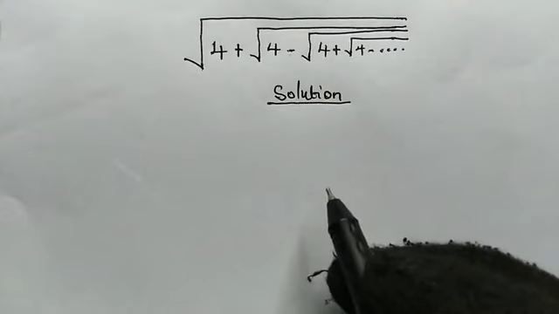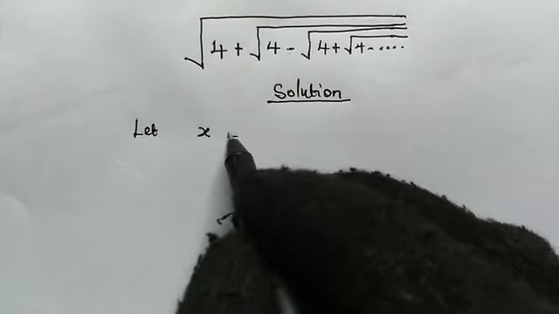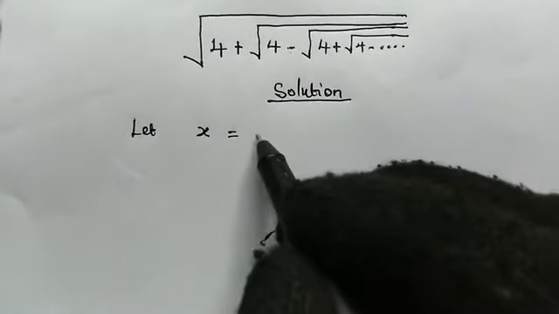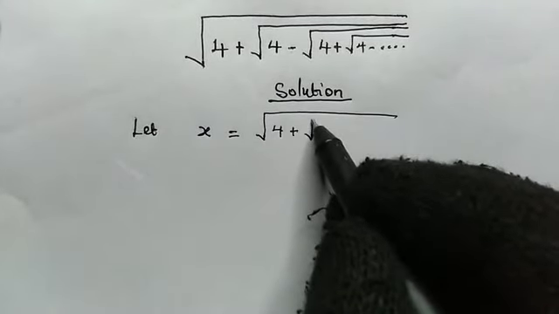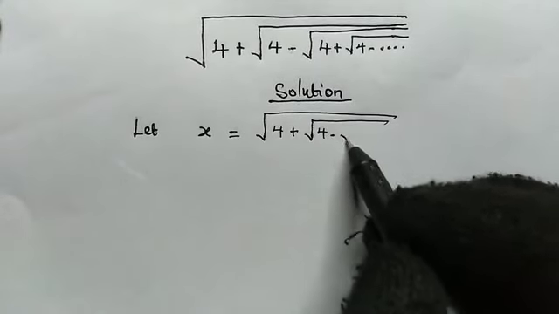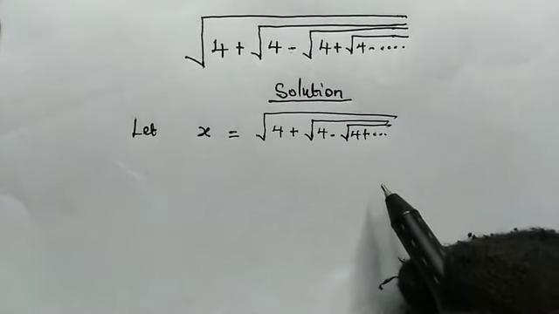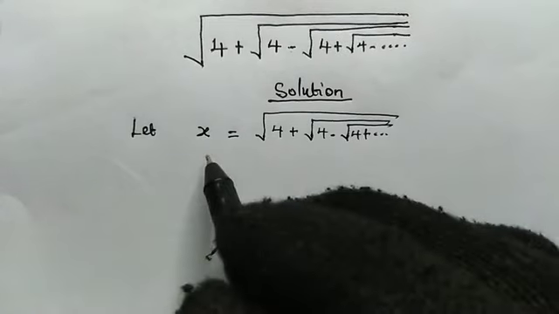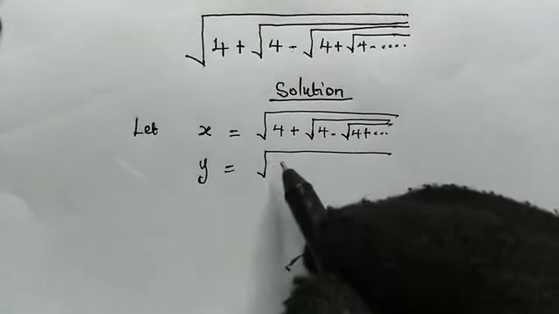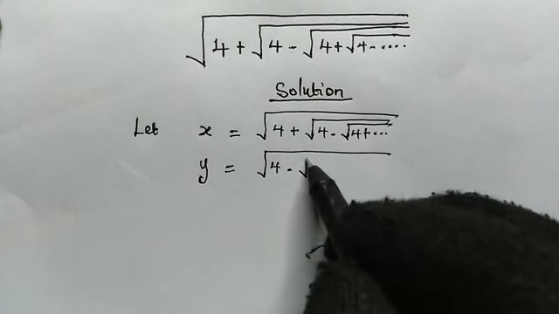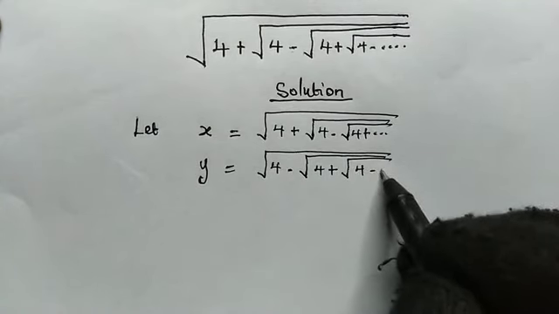Here we're going to start with a substitution. First of all, we're going to let x equal the one which we are seeing here, root of 4 plus root of 4 minus root of 4 plus, and so on, right? And from here we're going to also let y equal root of, this time around, 4 minus root of 4 plus root of 4 minus, and so on.